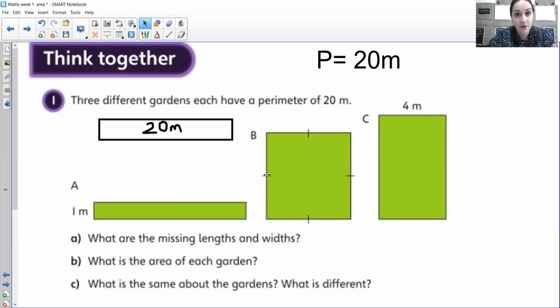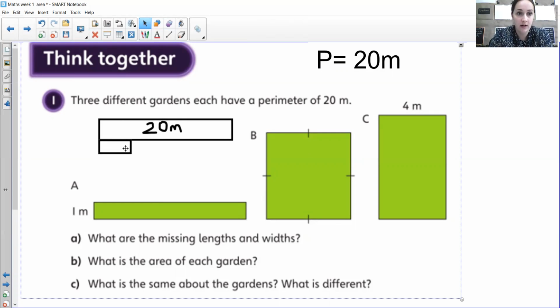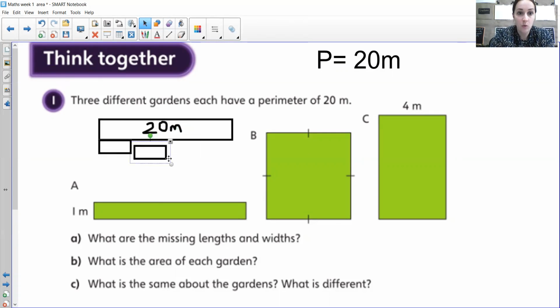So this time then, I've got my bar model, the whole is 20, and this time I'll try and draw it as accurately as I can. This time I've got 4 equal parts because each one of the lengths is the same because it is a square.